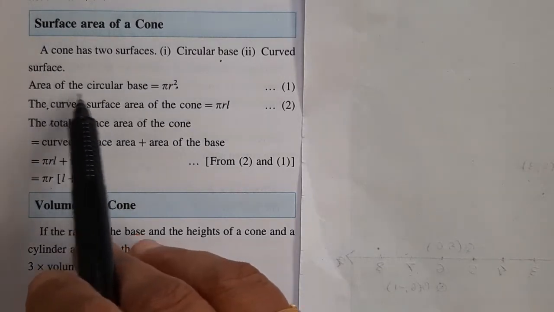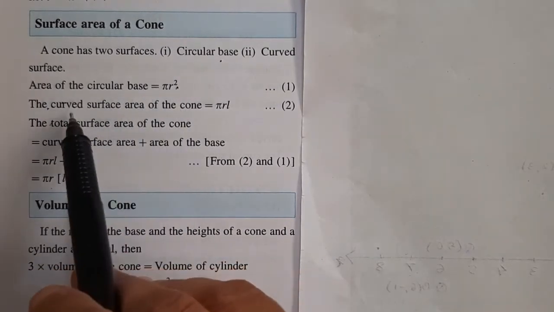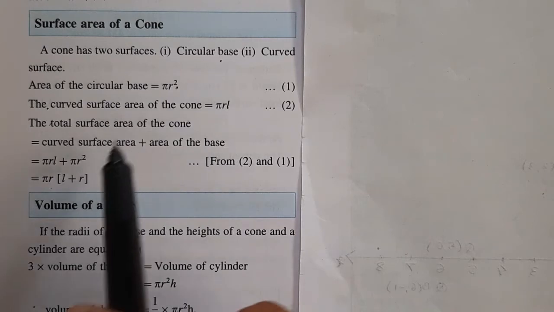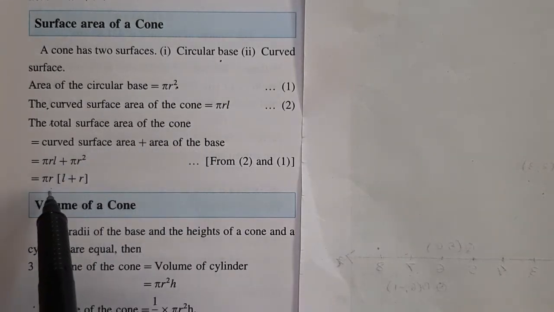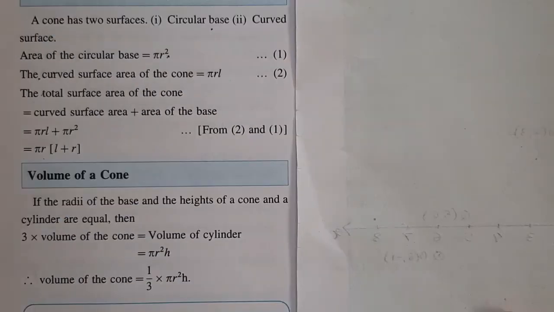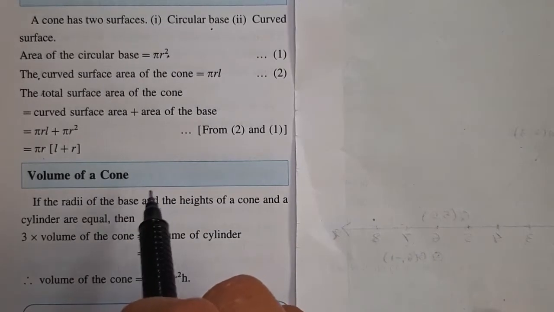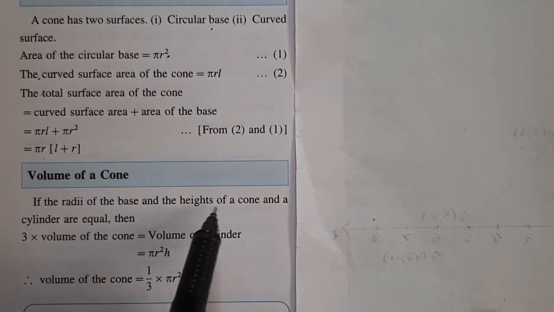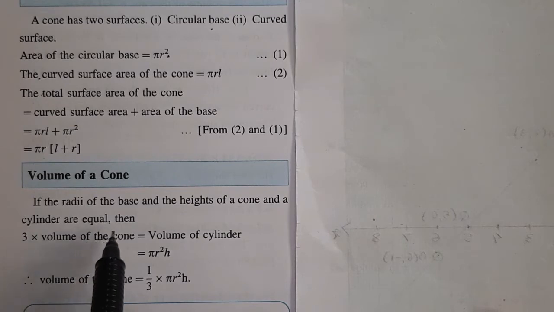See here, again I repeat, area of circular base is pi r square. Curved surface area of cone is pi r L. And total surface area of cone is pi r in bracket L plus R. Next concept is volume of cone. If the radii of the base and the height of the cone and a cylinder are equal, then 3 into volume of cone equals volume of cylinder. So we get volume of cone is 1 upon 3 into pi r square H.